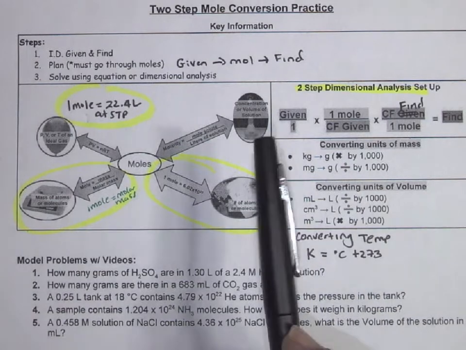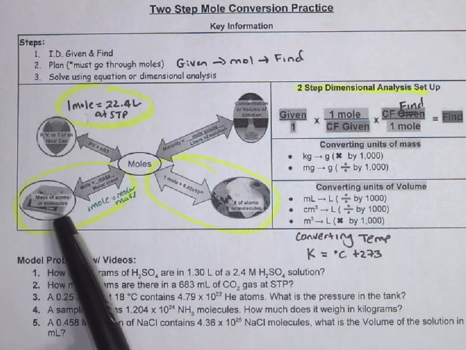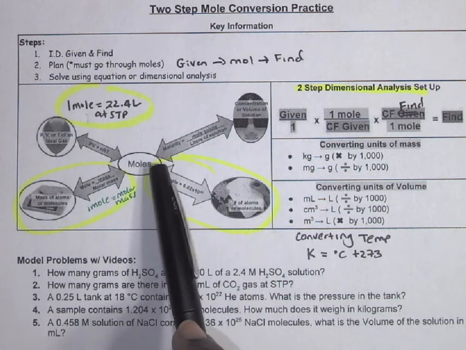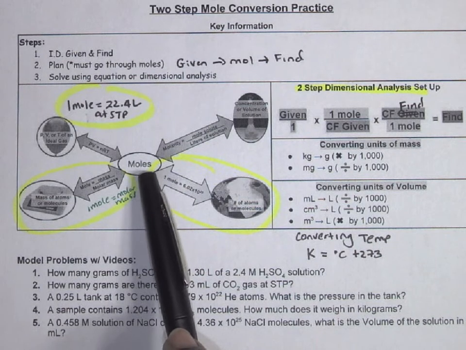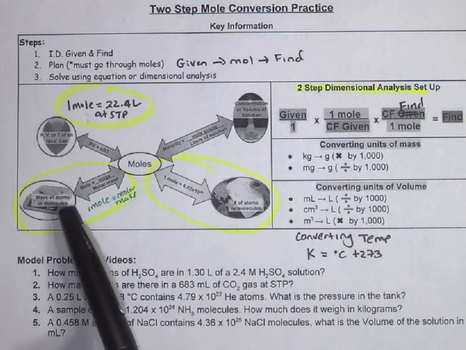So, for example, if you're given the concentration of a solution and you want to find out the mass of the solute in that solution, you would start with concentration and convert to moles. And then you would go from moles to your mass. So those are your 2 steps. You're doing 2 conversions.